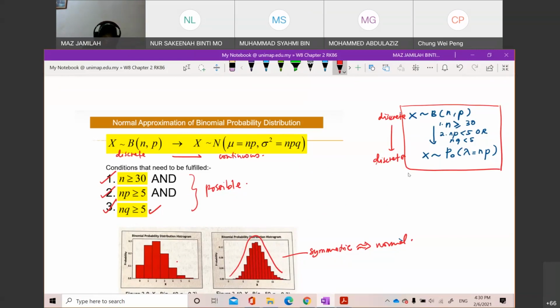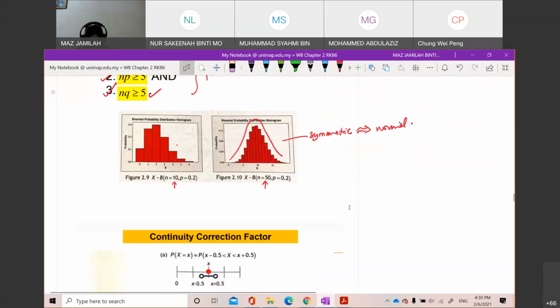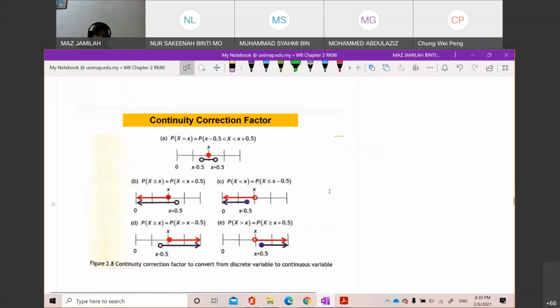Okay, since this transition is coming from discrete to continuous, there will be a continuity correction factor that needs to be integrated into your calculation. So that continuity correction factor, if the given equation finds exactly x, you need to transform it into a new place of your normal probability distribution.